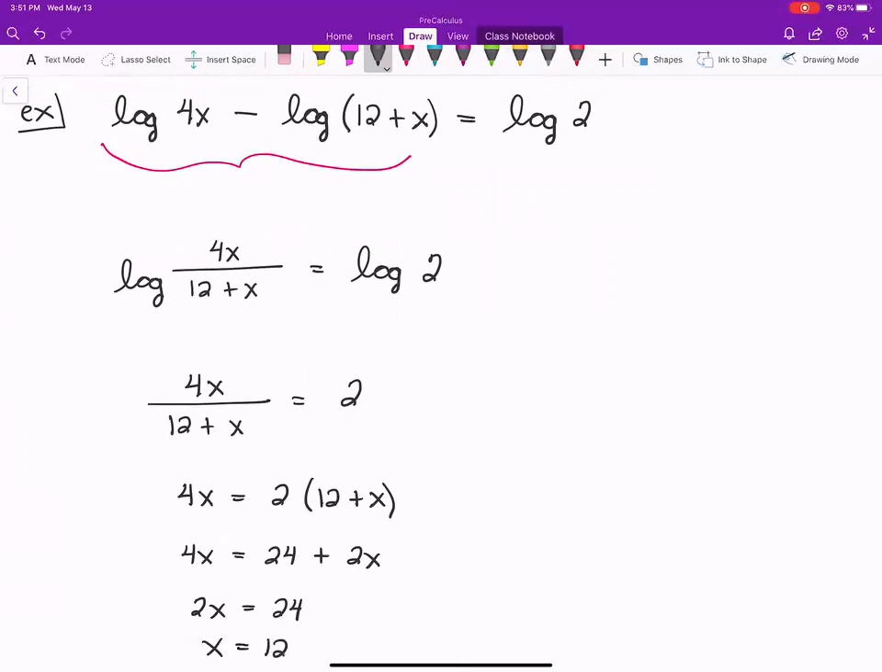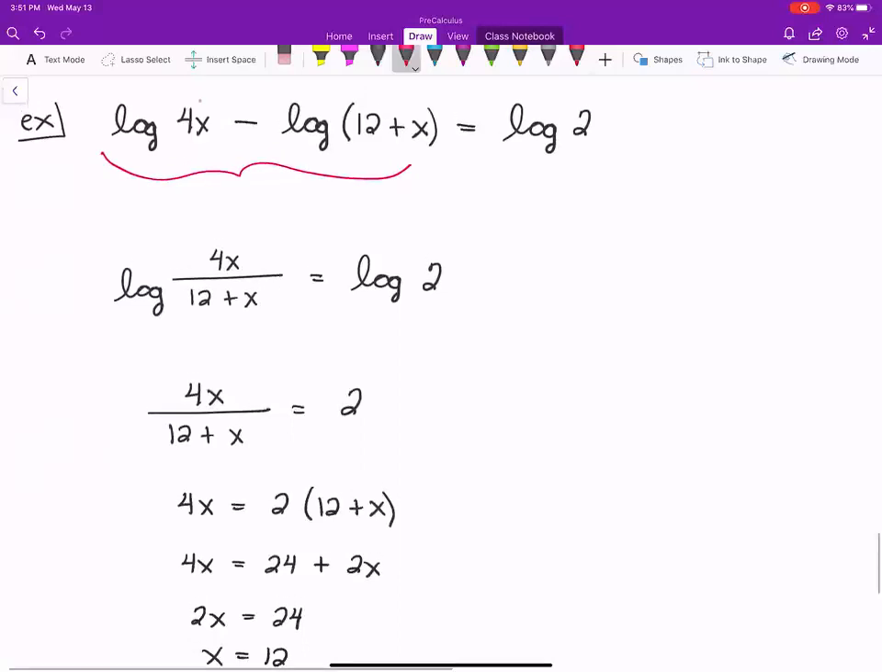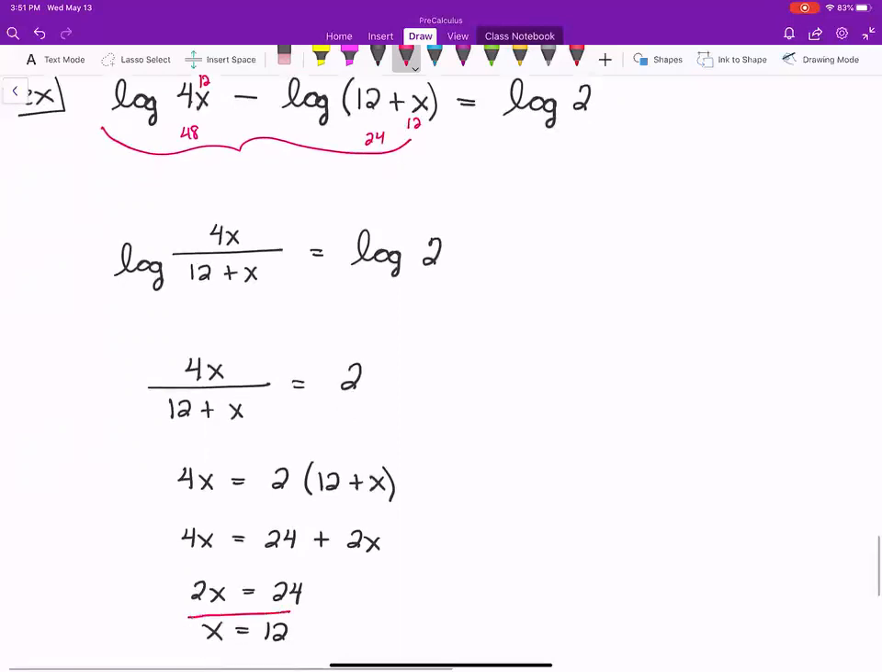Again, before I totally take that and run with it, I just need to make sure that I don't get any issues with what's inside my log, because again, inside of a log has to be a positive number. So if I plug the 12 in here, that would be 4 times 12 is 48, no problems. Plug the 12 in here, 12 plus 12 is 24, no problems. Well, that's just a 2. So no problems there. So we're good. We can keep x equals 12 as my answer.